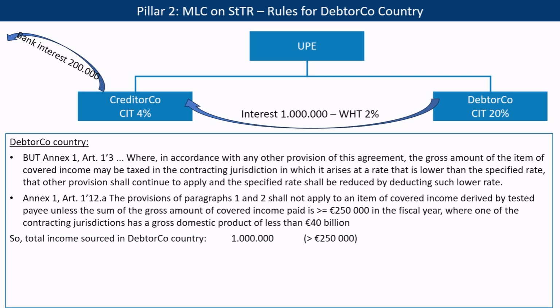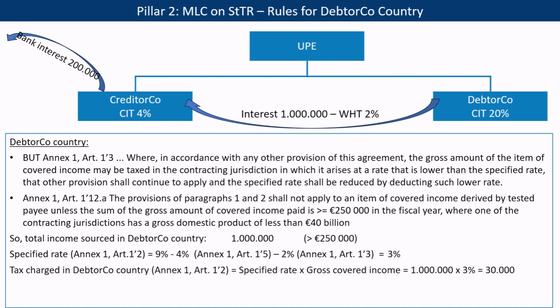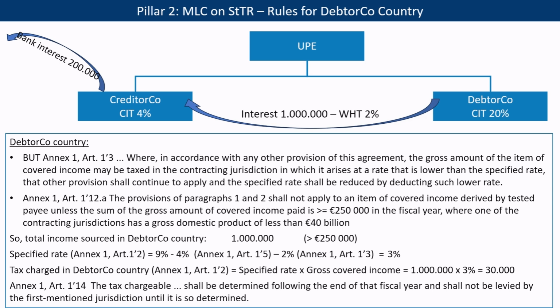And then if we look at our calculations, the income source in debtor country is 1 million. The specified rate is 9% minus 4% minus 2%, like we just said, so it is 3%, and the tax charge in debtor country will be the 3% multiplied by the 1 million, which is 30,000, and then Annex 1, Article 1.14, the tax chargeable, this is about when this can be levied, right?